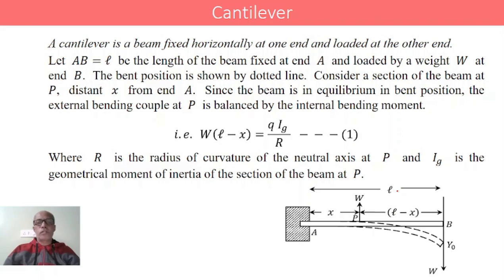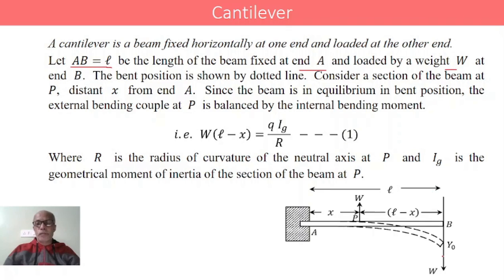Now we are discussing the cantilever. A cantilever is a beam fixed at one end and loaded at the other end. In the figure, you can see AB is our cantilever. The cantilever AB is fixed at the rigid end, whereas it is loaded at the free end B. The length of the cantilever is taken as L, which is fixed at end A and loaded at end B.